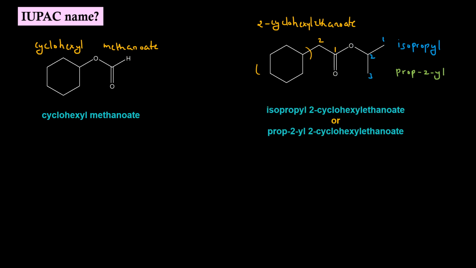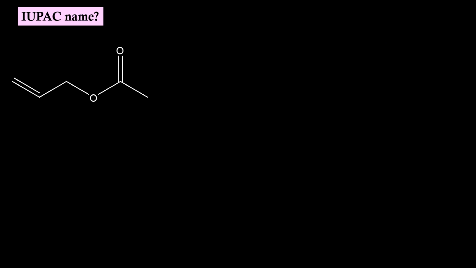So we can have two IUPAC names. One is isopropyl 2-cyclohexyl ethanoate. If not, prop-2-yl 2-cyclohexyl ethanoate. This is the alcohol part and this is the acid part. We know that the general name for the alcohol part is alkyl and the acid part is alkanoate.